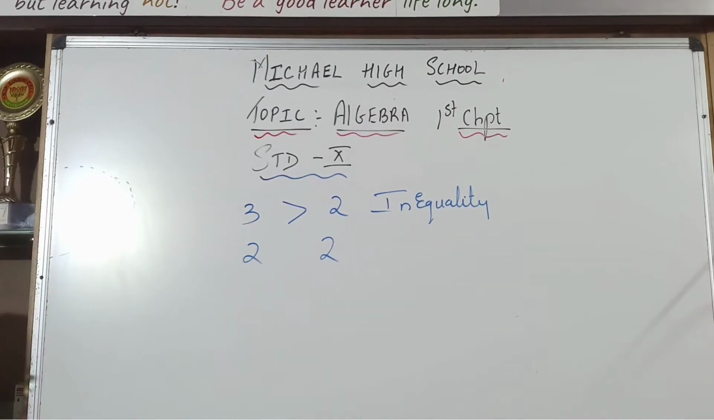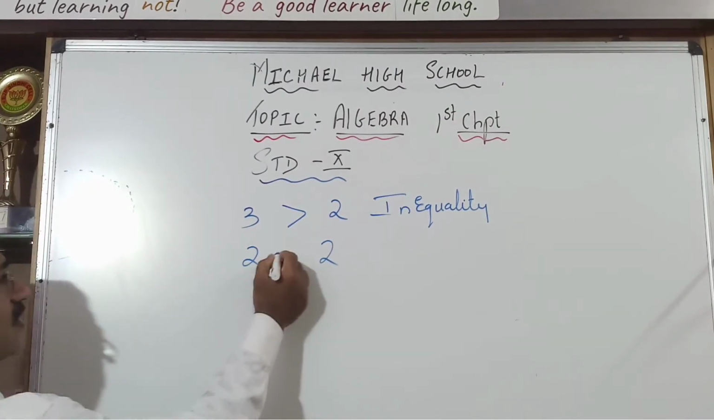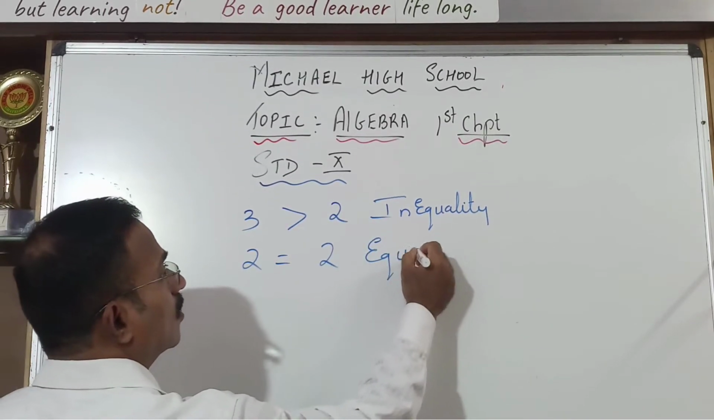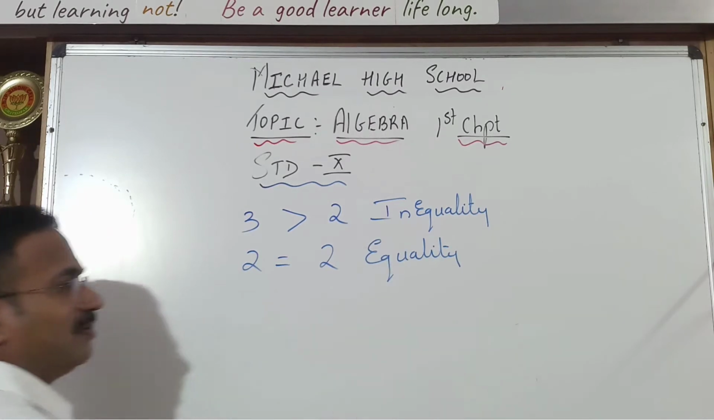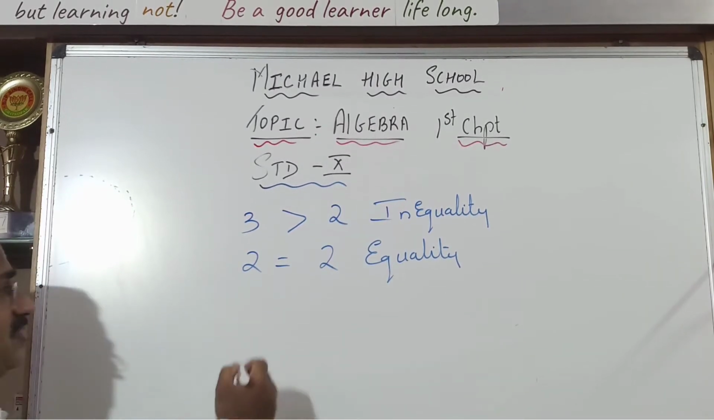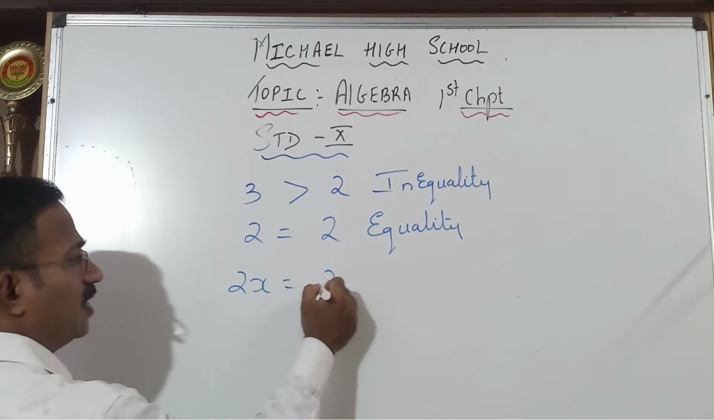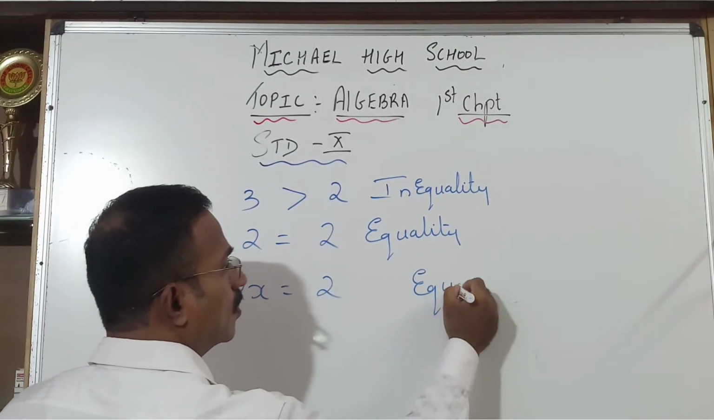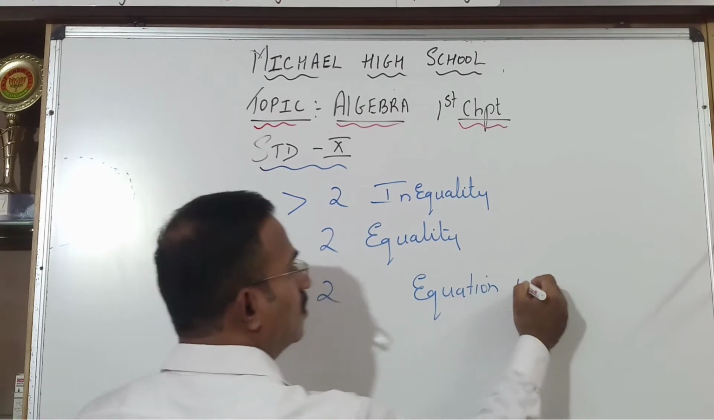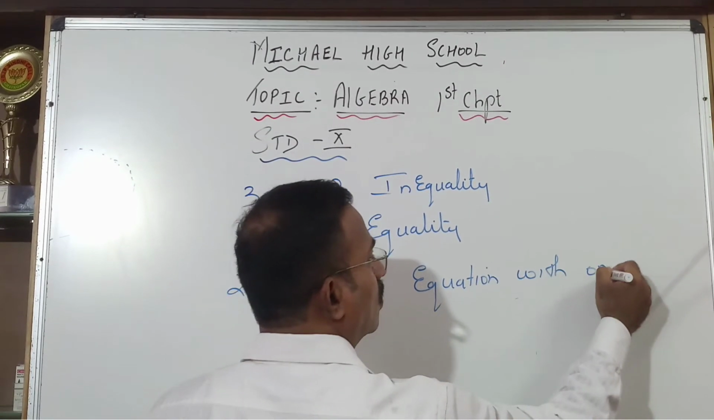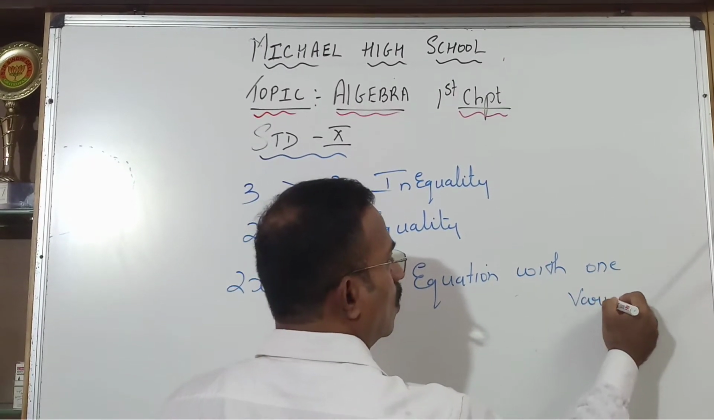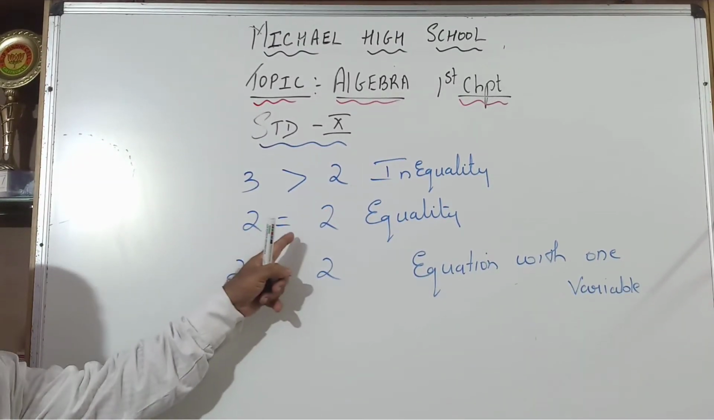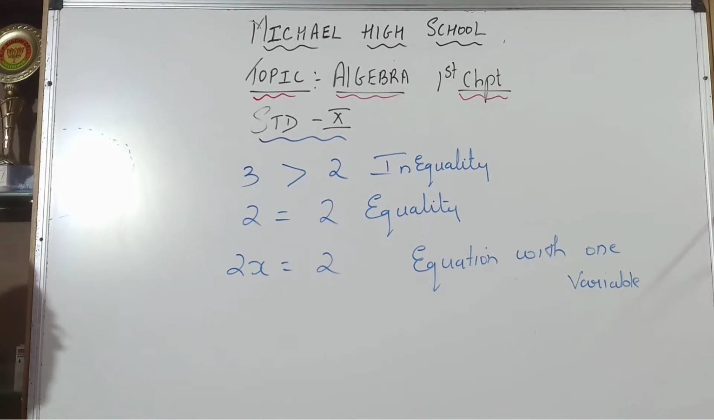Now 2 is big or 2 is big? You will say both are big. Both are equal. So this is called equality, my dear students. When I put an alphabet in the equality, it becomes an equation with one variable.